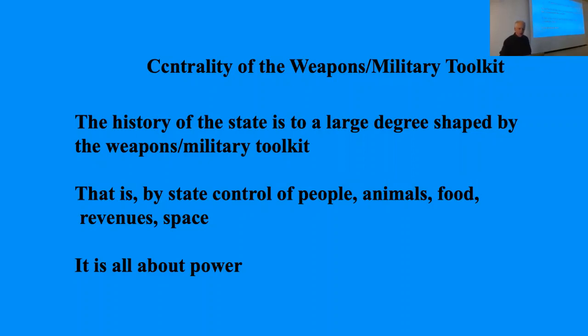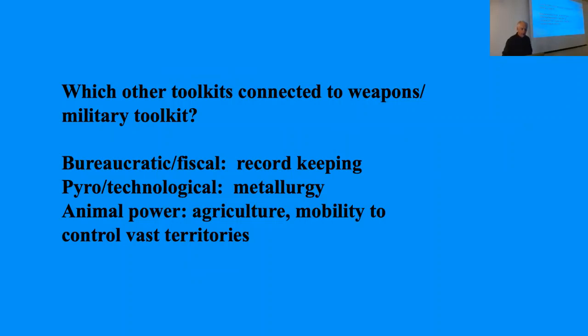So the bureaucratic fiscal toolkit, which we haven't looked at, which is about record keeping, right, and accountability and so on. So that's certainly another one that belongs with the military toolkit. The pyrotechnological one is about metallurgy of all kinds. And since metal is so crucially important, not just in cooking, but also in deploying power, right, just to put it that way, metallurgy and having bigger and better metallurgy, having bronze. Oh my God, who invented bronze? There's a whole little rabbit hole we could go down and battle around it for quite a while.